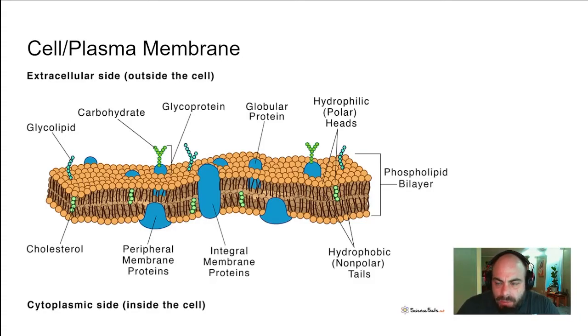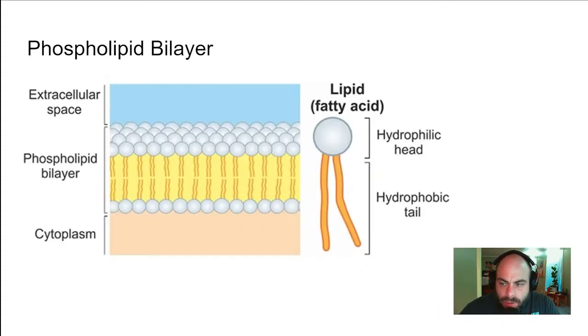The plasma membrane is composed of what is called a phospholipid bilayer. Where do we get that from? This is a phospholipid. Phospholipids are specialized kinds of lipids, and they have a hydrophilic head. Remember, hydrophilic means that it's polar. It's because it's got a phosphate on it. Phosphates are negative, so it's polar. And it's got a hydrophobic tail, which means that it doesn't like water.